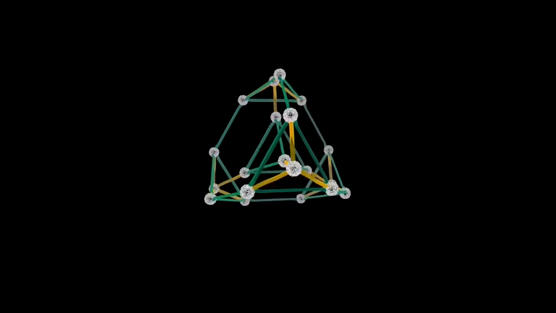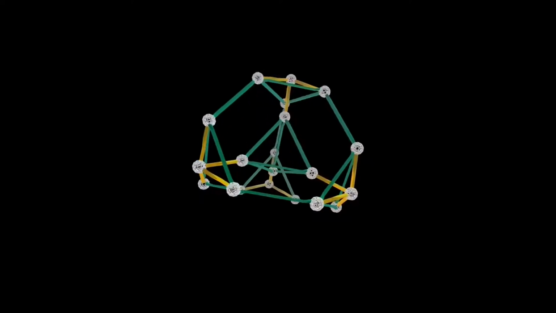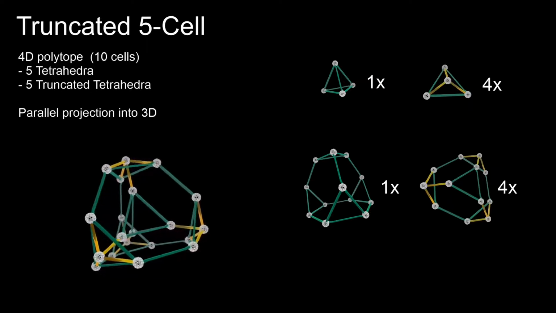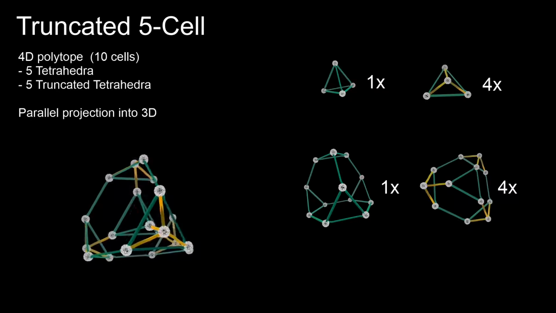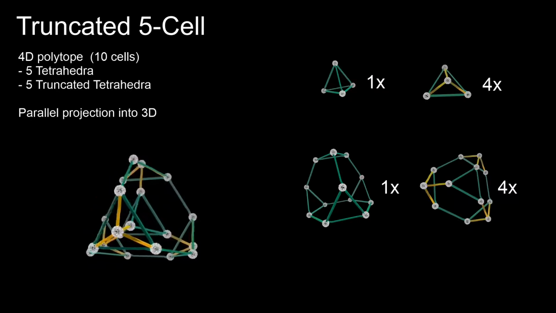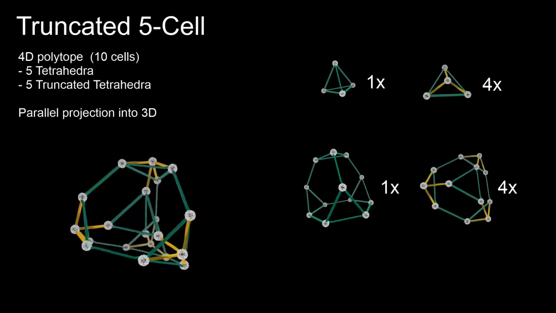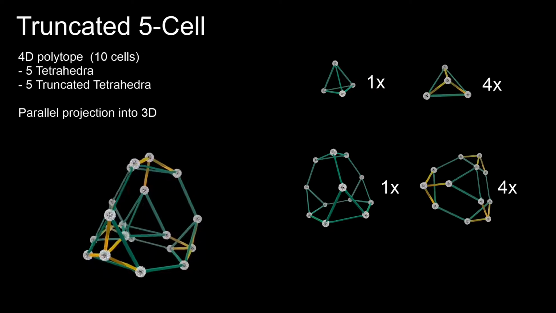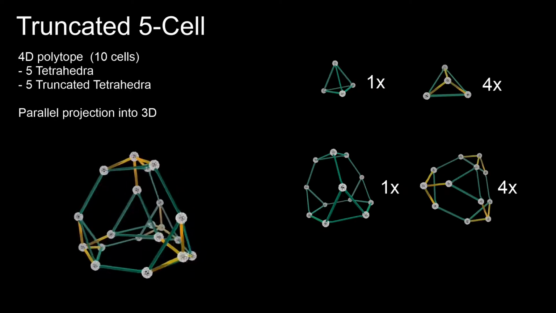Hi, with Zometool you can make this model of the truncated 5-cell. The truncated 5-cell, a 4-dimensional polytope, has 10 cells, 5 tetrahedra and 5 truncated tetrahedra, as you can see here. The model is a parallel projection of the truncated 5-cell into 3D. Let's have a look in ZomePad how the model is constructed.